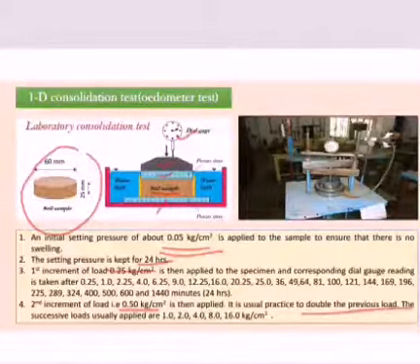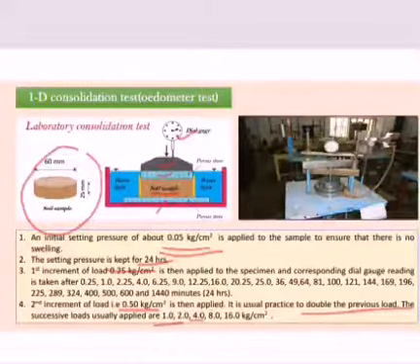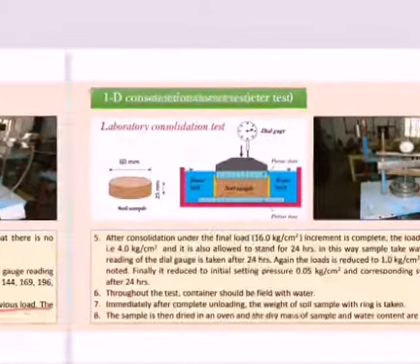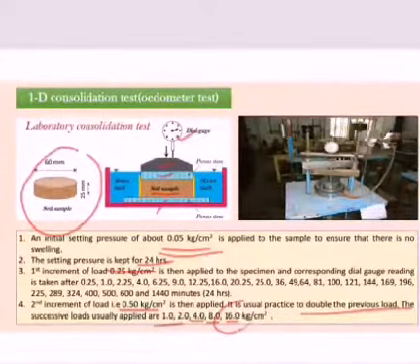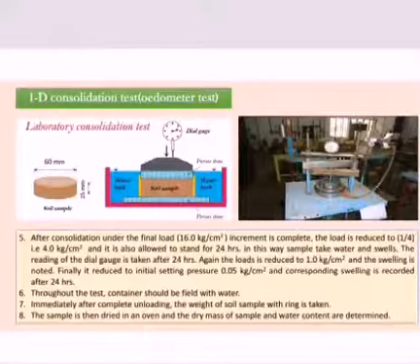The successive loads usually applied start from 0.25 kg per centimeter square, then 0.5, 1, 2, 4, 8, up to 16.0 kg per centimeter square. Now, after consolidation under the final load, which is 16.0 kg per centimeter square, as already shown, the loading increment is complete.